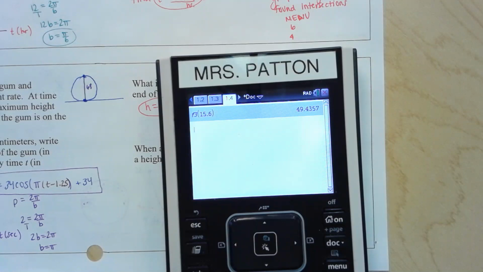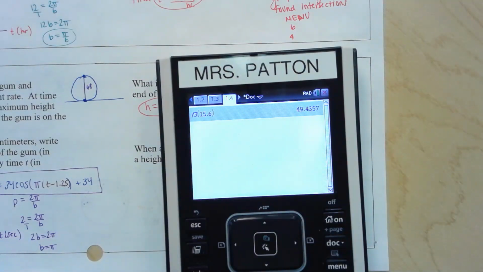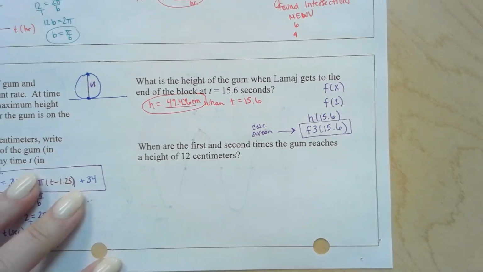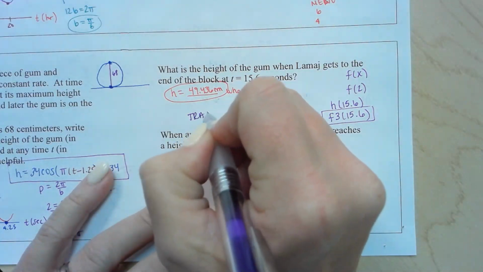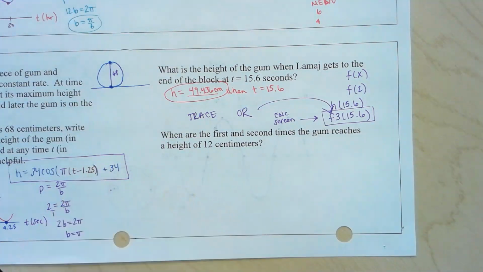So it's just a different way of finding a y value, maybe a little less cumbersome than tracing on the graph. Just go to a home screen. It depends on the fact that you've already have the graph typed in, which we did, and you just type in f3 of 15.6. Awesome. So, two different ways. We can either do trace like we did above, or we can do something like that on a graph screen.